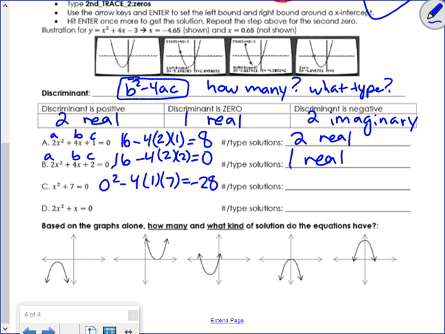This is a negative number. How many solutions will I have? 2, and what type? Okay. Remember, this is called the discriminant. These numbers right here are the discriminant, and based on what kind of number that is, it tells us how many and what type of solution. All right, what about our last one here?